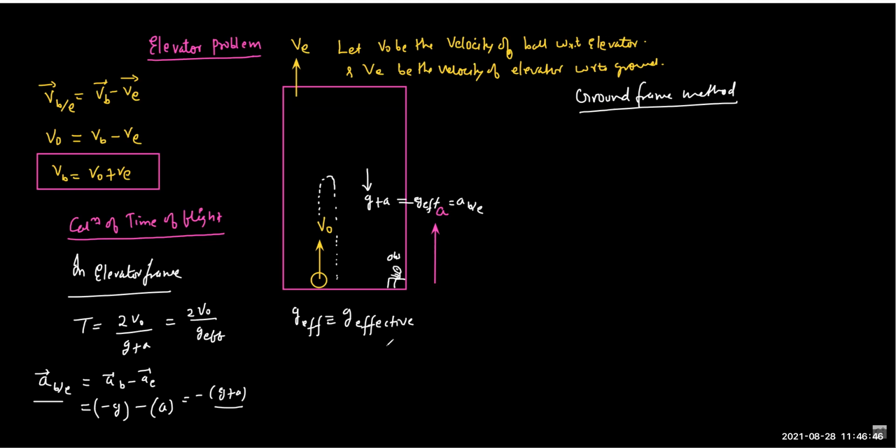So for this observer, the ball is coming down with what acceleration? For this observer, it is not free falling. It is free falling with greater acceleration, g plus a. Is this clear? Yes, clear, sir. Okay.